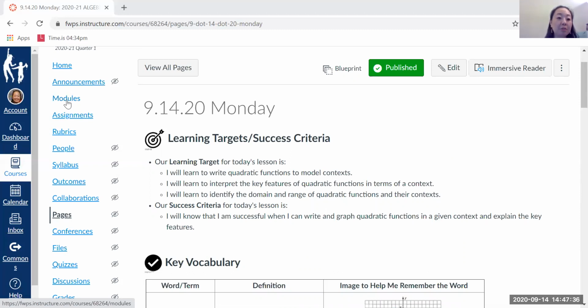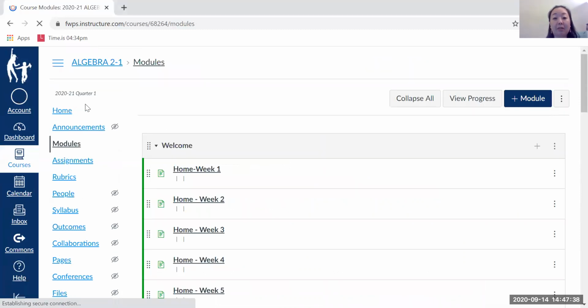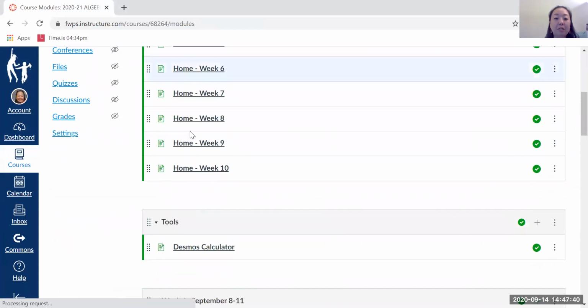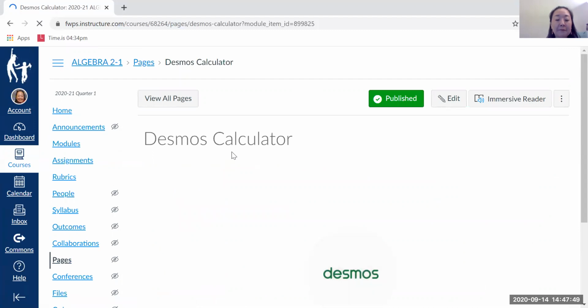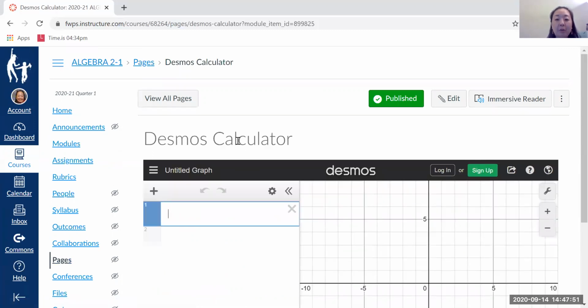You go to modules, you'll see modules, okay? And then you scroll down, there's a whole bunch of different things on here. Do you see the one called tools? And then you're going to see the Desmos calculator. I already embedded it for you, so you can just use this one. And so Desmos calculator, you have to wait just a little bit.